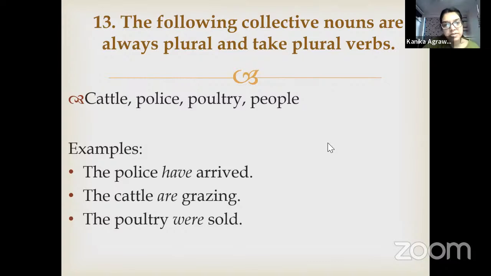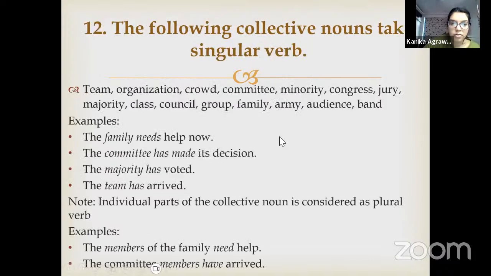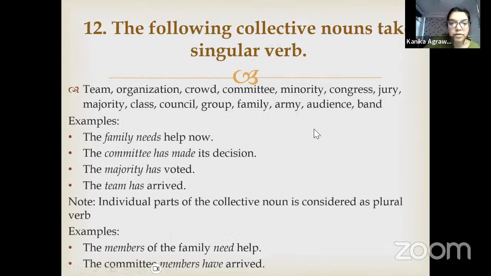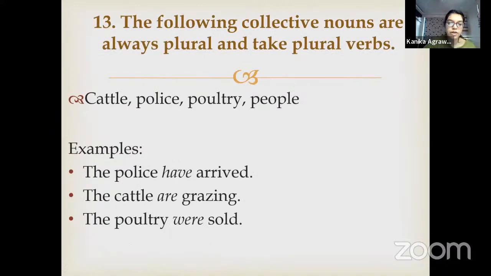Traffic and army, it's the same thing. It will be plural verb only. No, wait. Sorry. Army would be singular, but traffic police will be plural. Army is a team, and traffic police, there are so many traffic police. You cannot say there are how many teams.